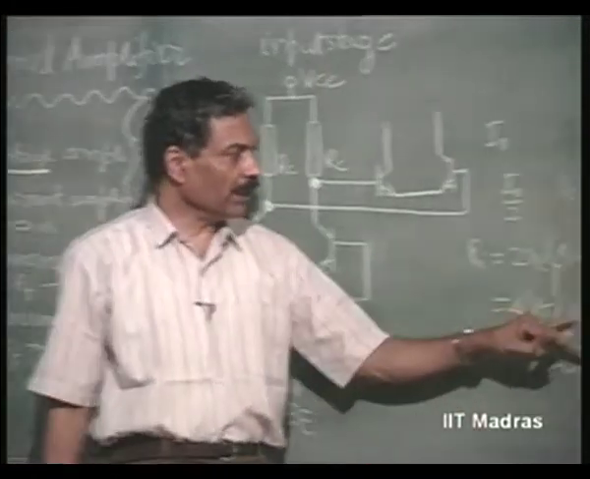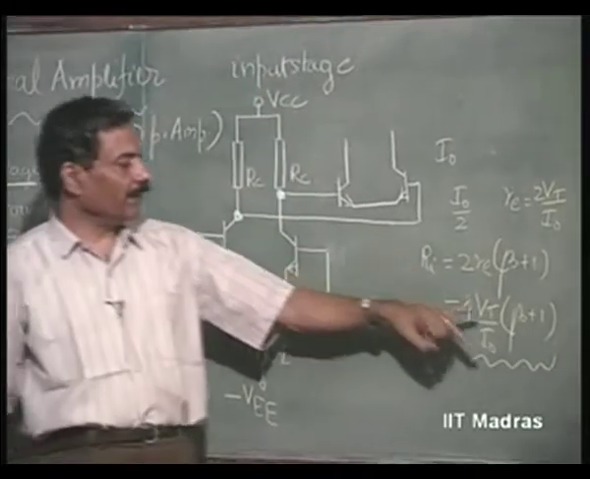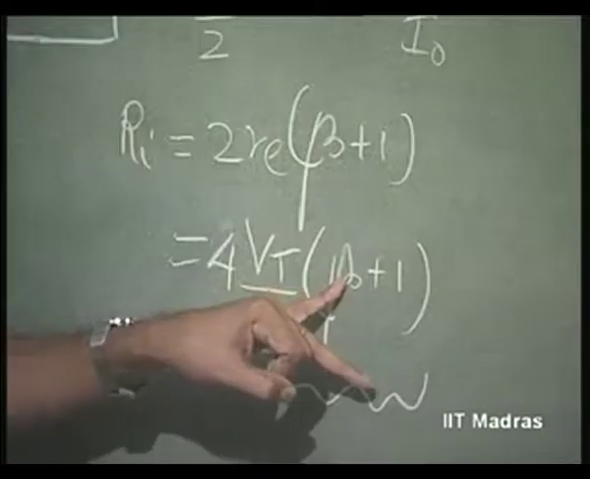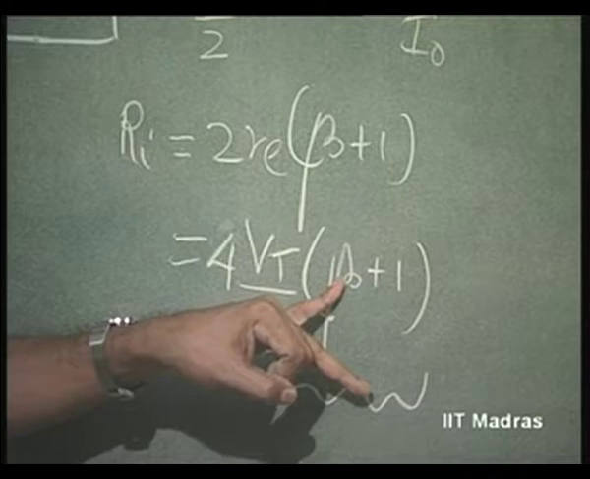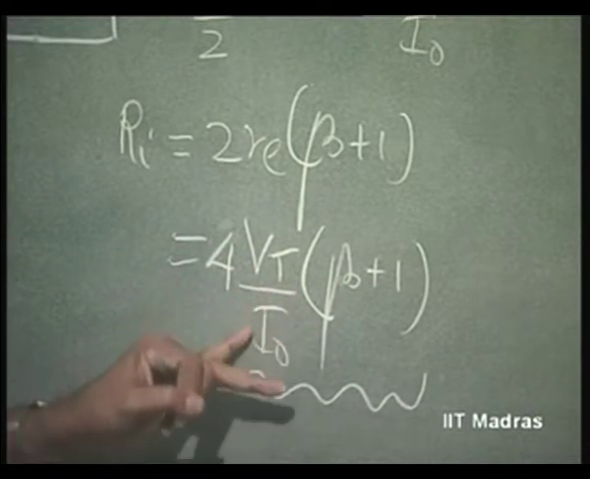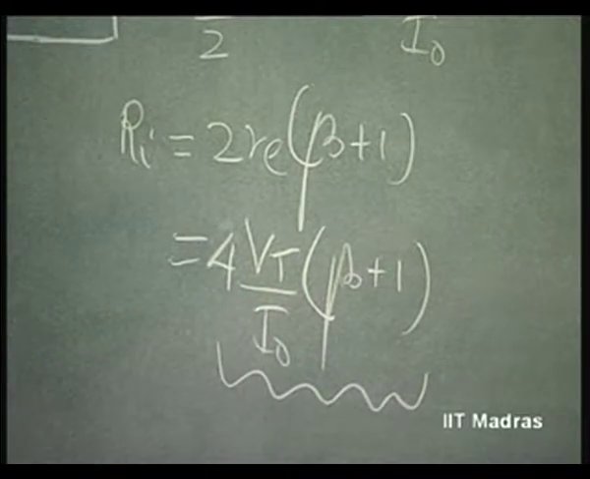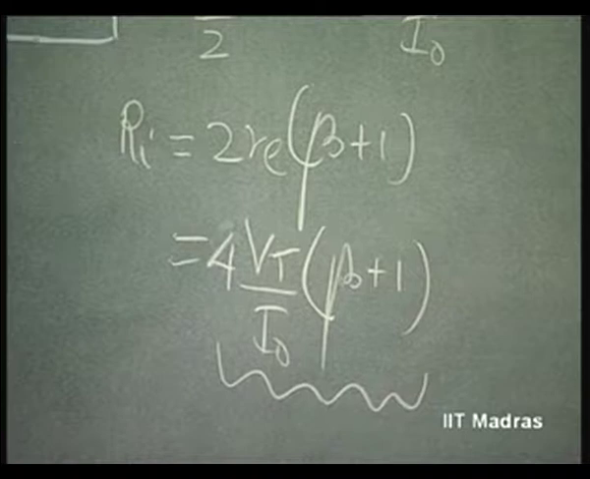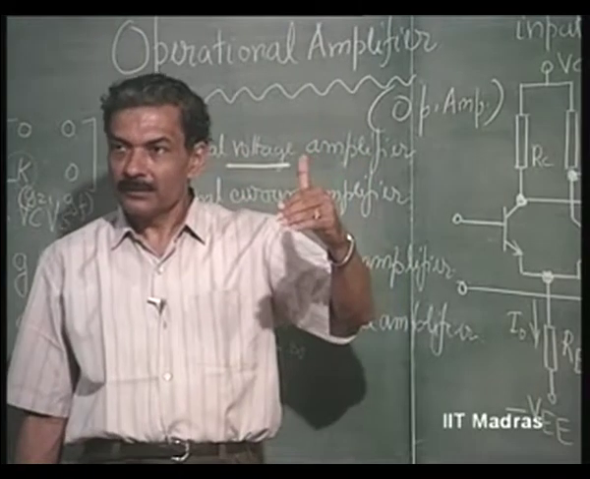So beta is not in our hand. Maybe the technology fixes beta at a fairly high value of the order of 200 or so. Vt is not in our hand. The only thing that can be played upon is I naught. So remember, an input stage is like a watchman of a building.